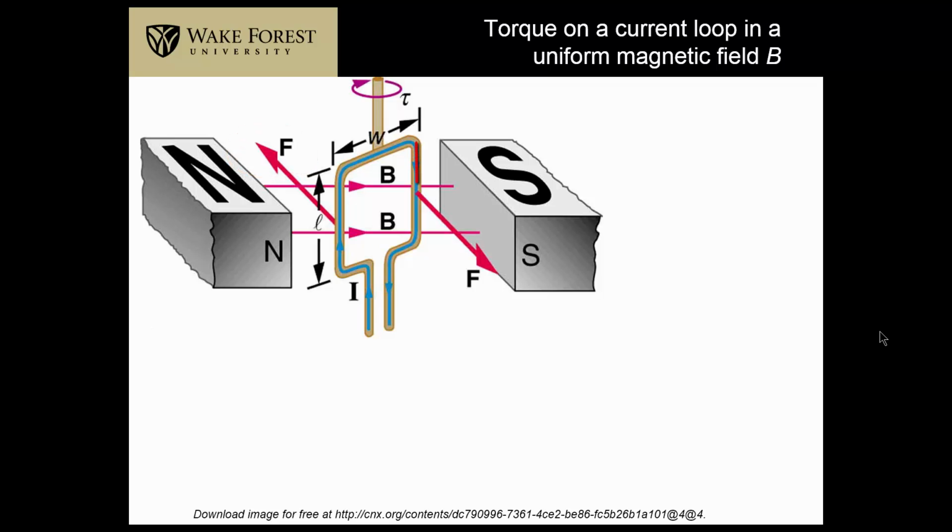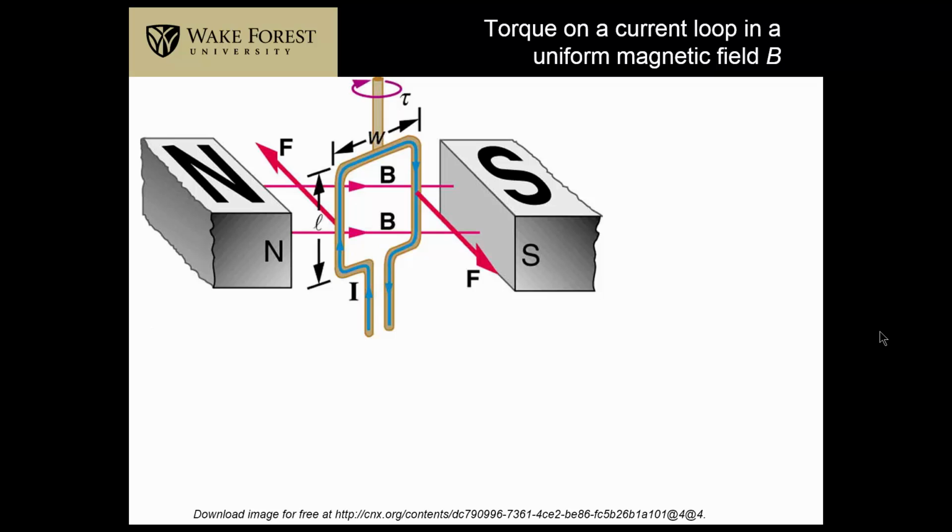Similarly on the right side, the current is down, I L is down, B is to the right. Applying the right-hand rule gives us a force toward us. These two forces are tending to rotate the loop.